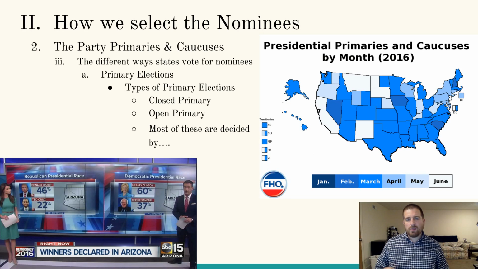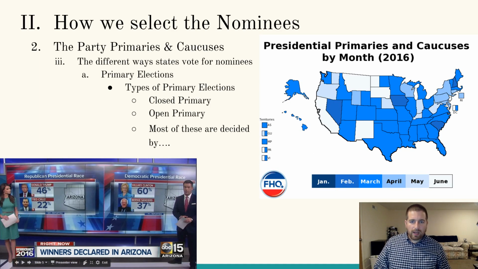So that's how most of these primaries and caucuses are decided, because so many people are running to be the nominee that no one candidate is going to get a majority vote. They're going to just have to get the plurality, generally somewhere in the 30 to 40% range of the vote.